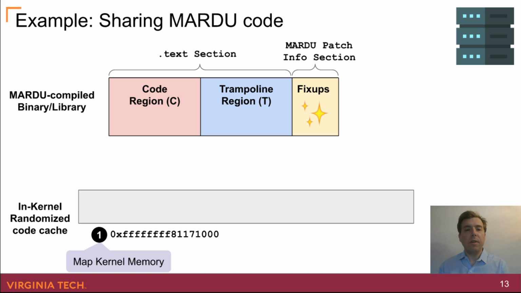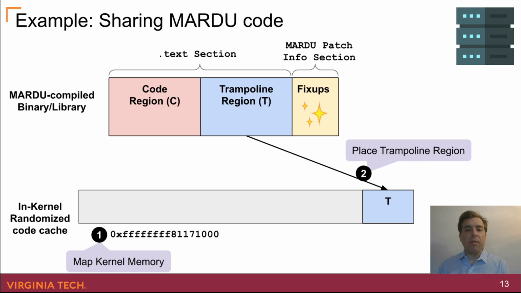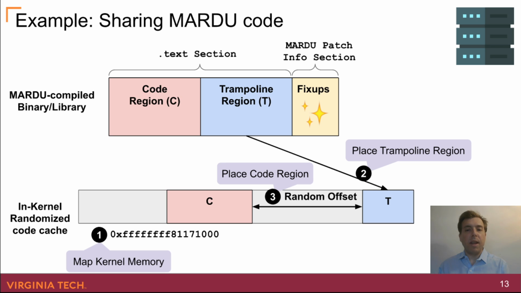When MARDU runtime starts, it first maps a code cache in kernel space. Then the trampoline region is mapped to the end of the region. Next, the code region is randomized at function granularity and also mapped in. Finally, all necessary fix-ups are patched to maintain semantics. After this, the program proceeds and executes as normal. Note that this process is the same for both programs and shared library code.